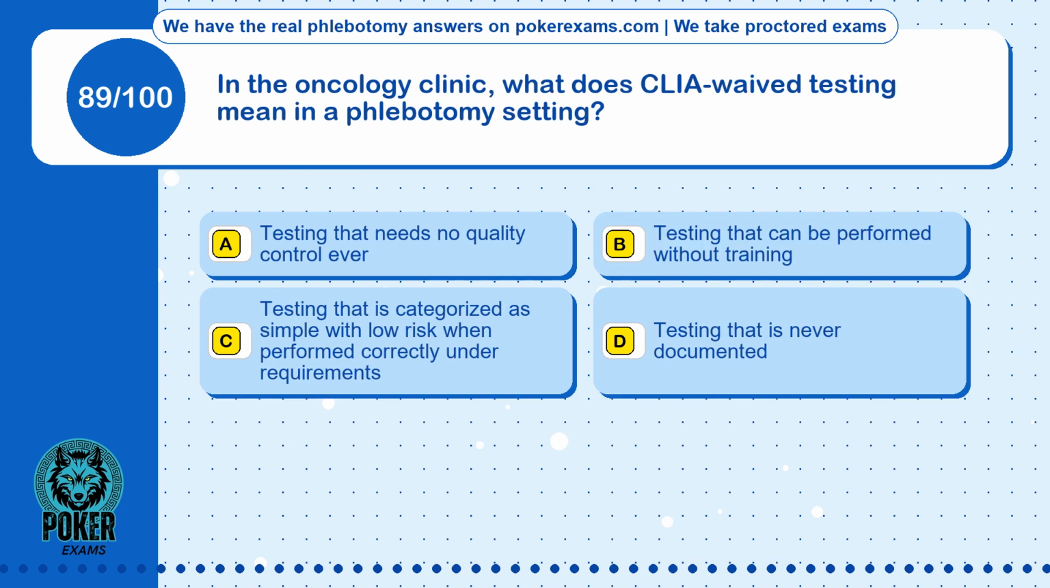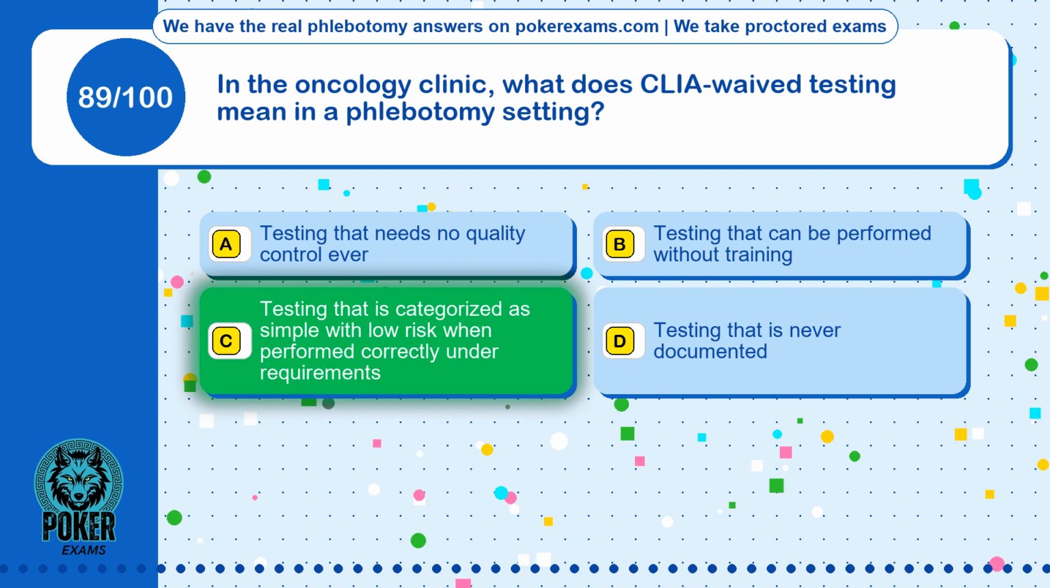Question 89. In the oncology clinic, what does CLIA waived testing mean in a phlebotomy setting? Option A, testing that needs no quality control ever. Option B, testing that can be performed without training. Option C, testing that is categorized as simple with low risk when performed correctly under requirements. Option D, testing that is never documented.